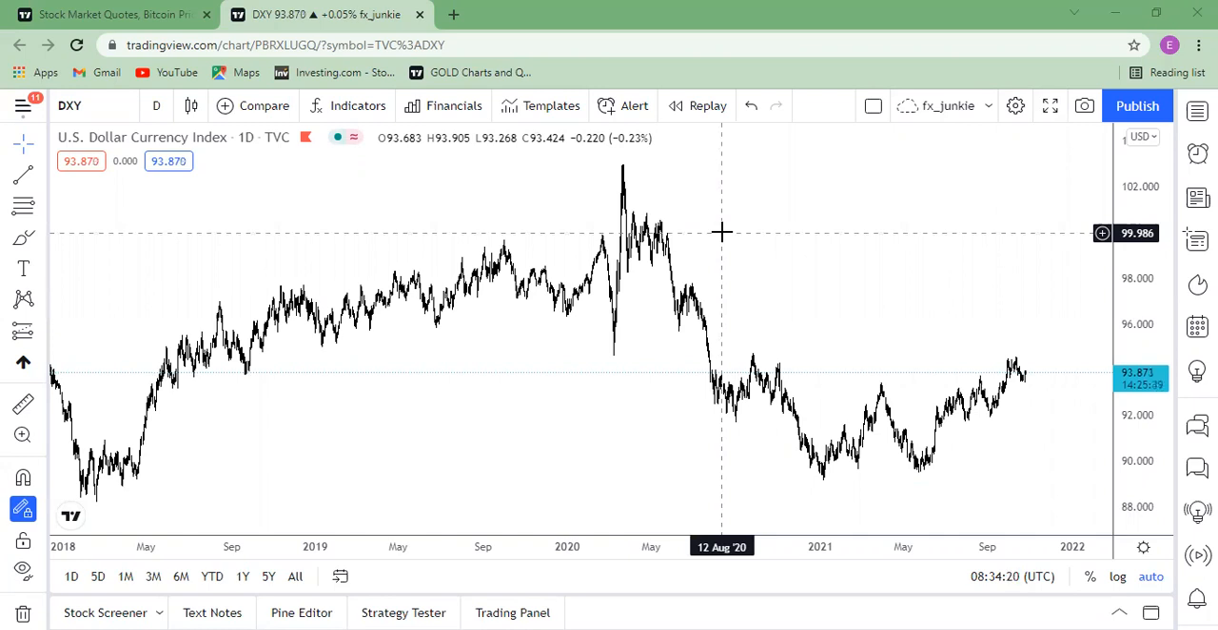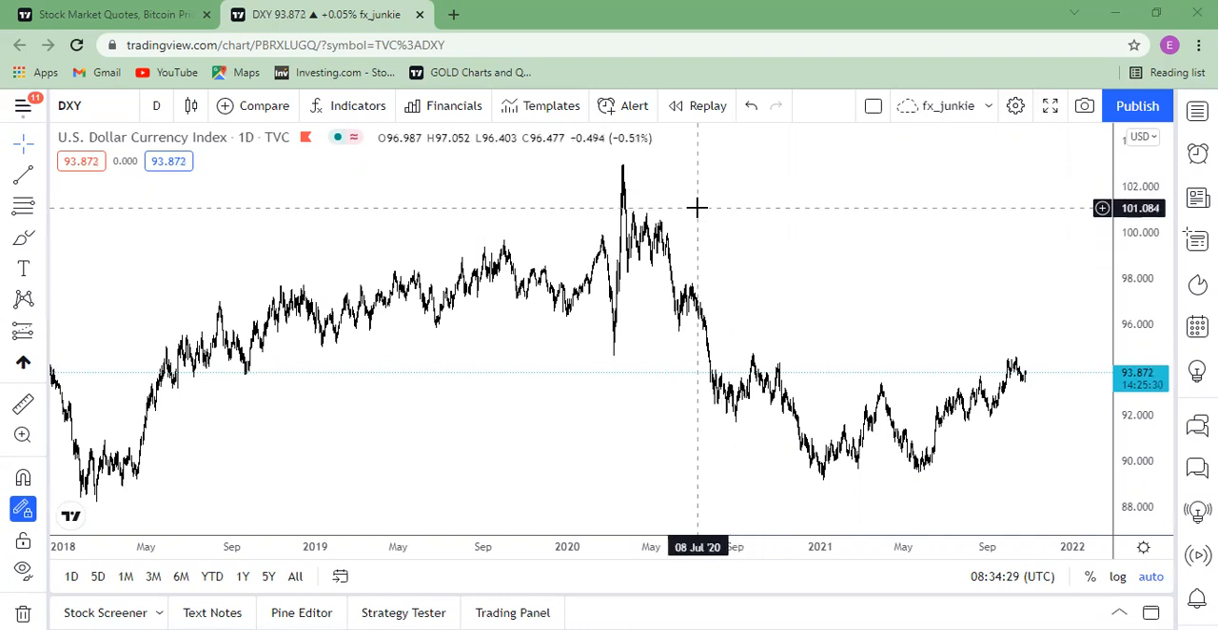So I'm gonna be analyzing the dollar, aka the DXY, the dollar index, and I'm gonna analyze it long term from now till 2022. It's your boy E, so let's get into it.